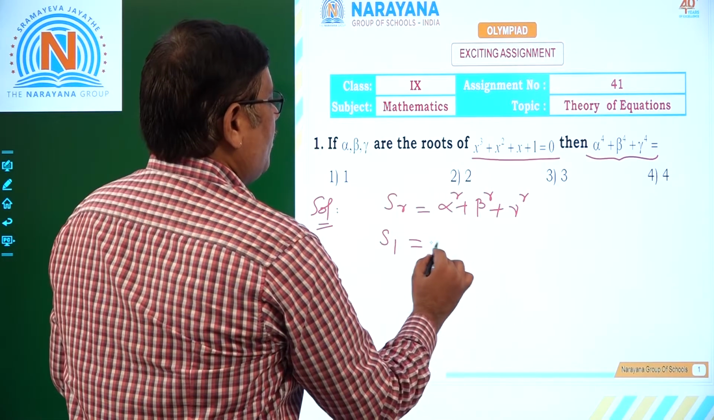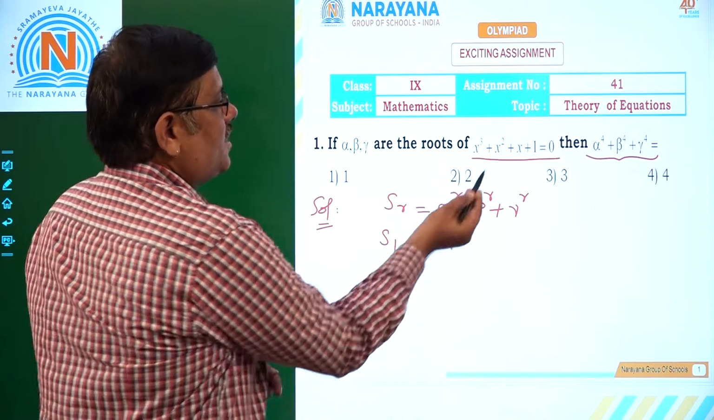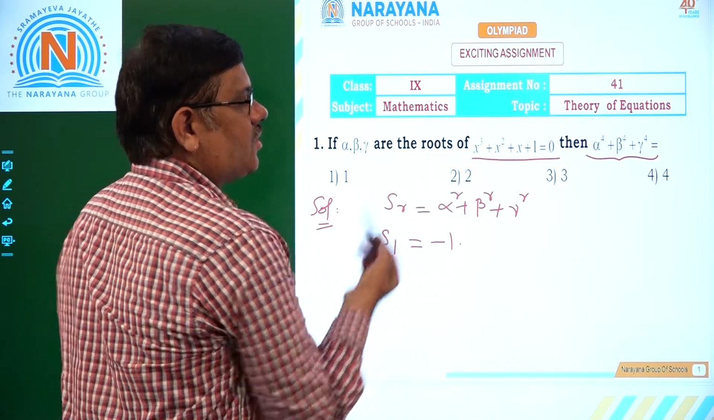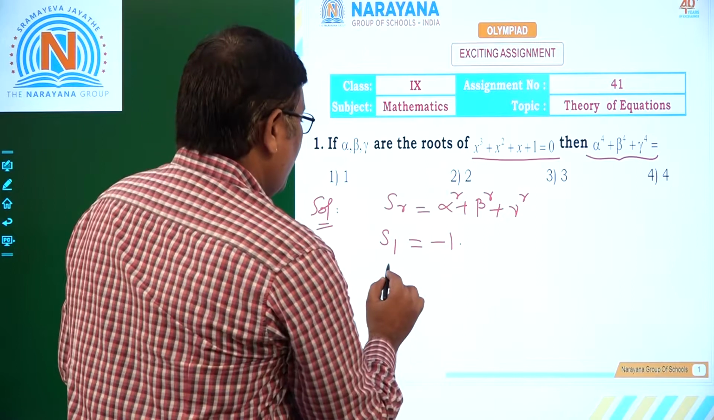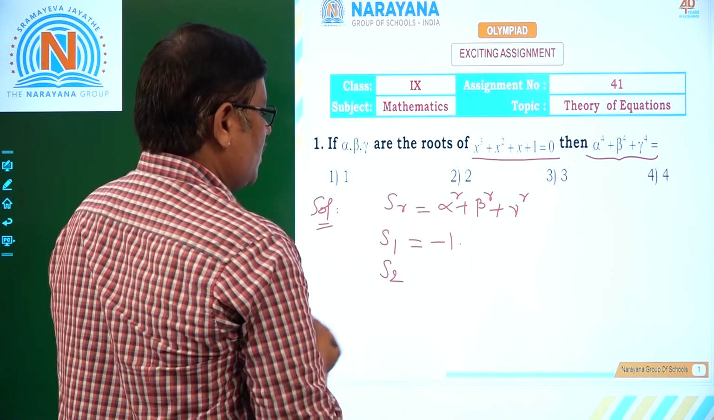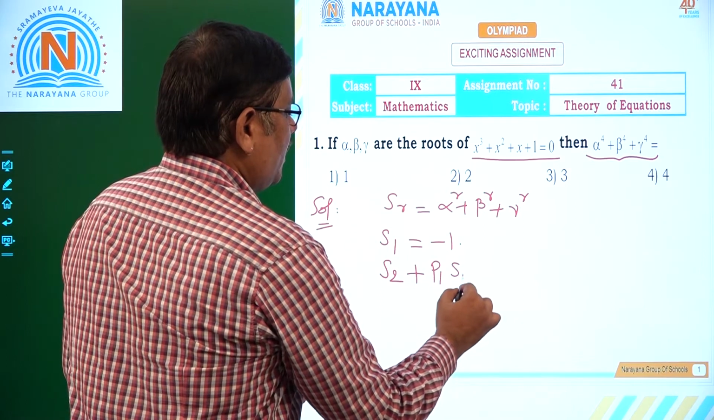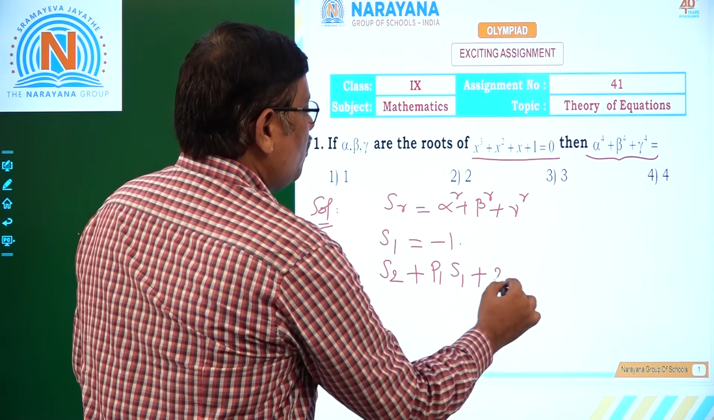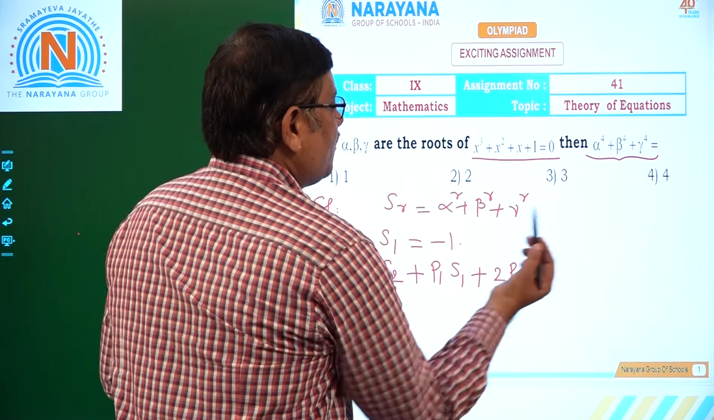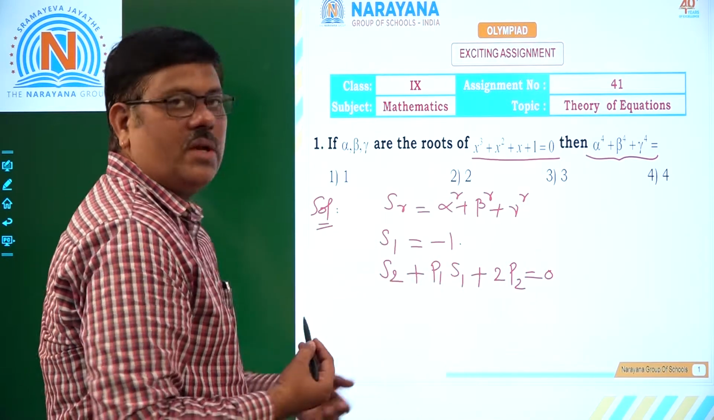What is that? Minus 1. We know that it is minus x square coefficient over the x cube coefficient, that is minus 1. Next we have to find out S2. What is Newton's formula for us? S2 plus P1 into S1 plus 2P2 is equal to 0. This is the formula; in this way we can find out S2.